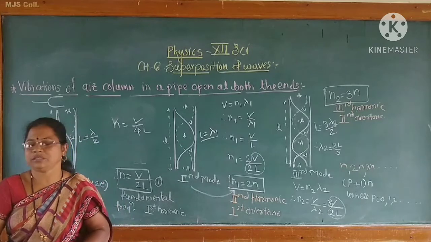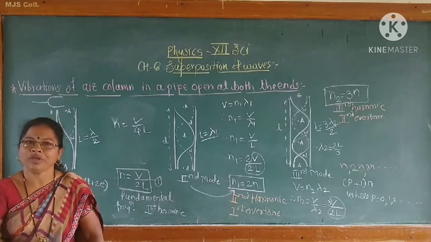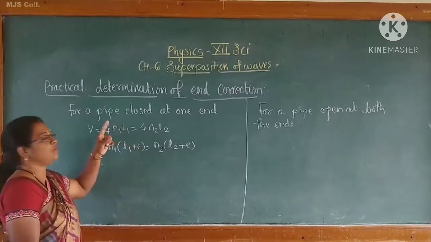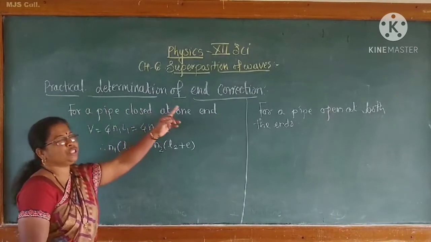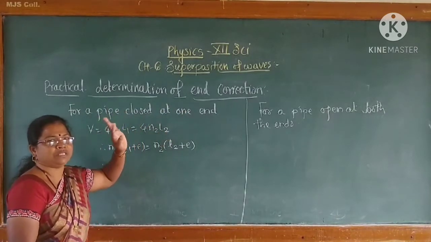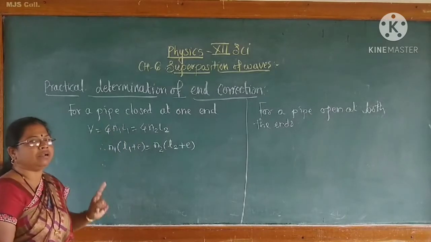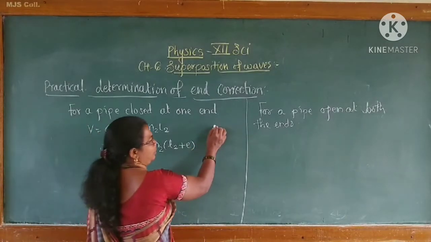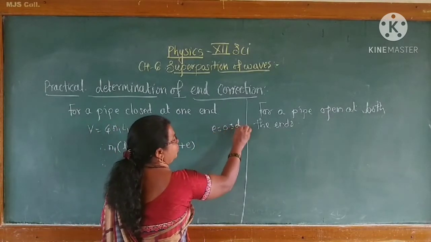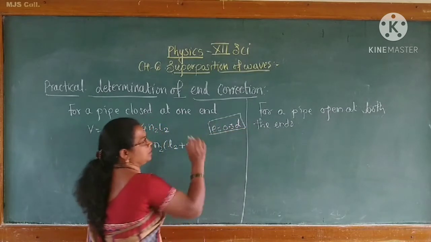Now, one more topic: the practical determination of end correction, which is denoted by E. E is equal to 0.3 into D, where D is the diameter. This is the end correction.